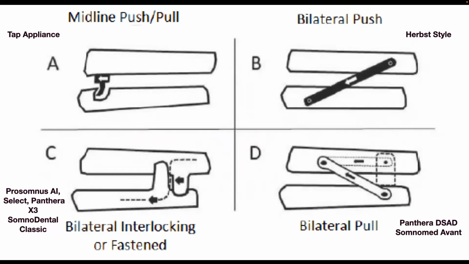And I want you to start thinking that each of these appliances is going to put forces on teeth and then equal and opposite forces against the opposite arch. So if the mandibular arch is getting pushed forward, the maxillary arch could potentially be getting pushed backwards.